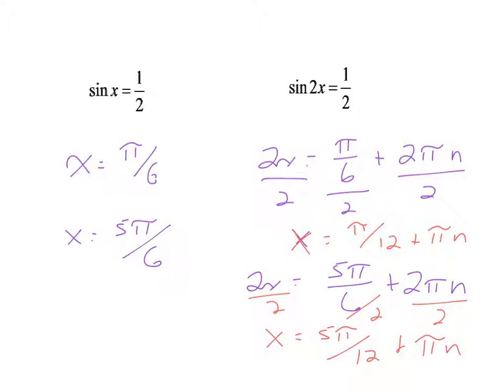So what I'm going to do here, x is equal to pi over 12, and I'm going to add pi to that. Well, 12 pi over 12 is also pi, so my next answer is 13 pi over 12. I also had x is equal to 5 pi over 12, and add 12 pi over 12 to that. I'm going to get 17 pi over 12.